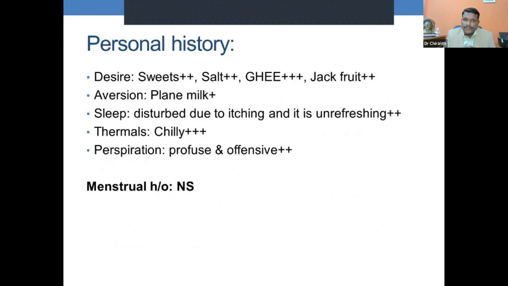From her personal history, she had desire for sweets, salt, ghee, jackfruit, and aversion to plain milk. Sleep was disturbed due to itching, and unrefreshing. She was highly chilly. If you have listened to the symptoms of severe itching in the midnight, better by cold application, I hope you have come up with a remedy. But now again, you see the thermals: she is highly chilly, perspiration profuse and offensive. There was nothing specific about her menstrual history.